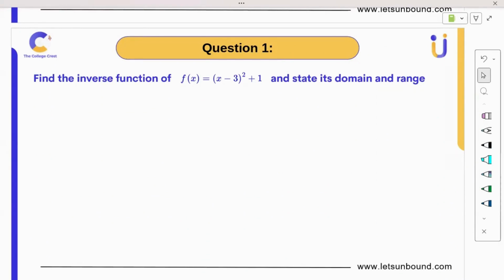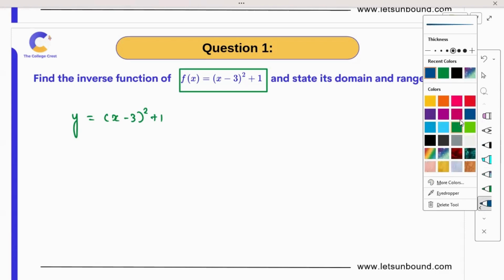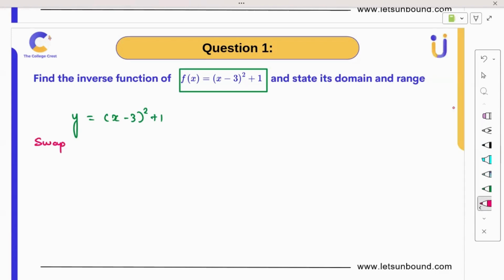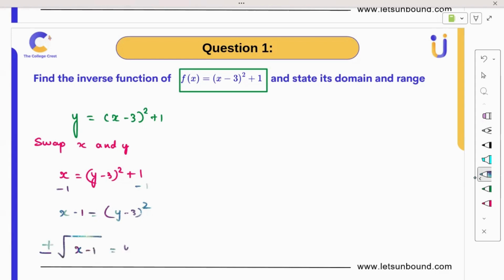Find the inverse of the function and state its domain and range. So first you should write it in y equal to x form. Okay. So y equal to (x minus 3) the whole square plus 1. And you need to swap x and y. Okay. So I will get x equal to (y minus 3) the whole square plus 1. Now you need to make y the subject. So subtract 1 on both sides. x minus 1 equal to (y minus 3) the whole square. And when you take the square root, you should do plus or minus. Then square root of x minus 1, here y minus 3. And finally, we got this.